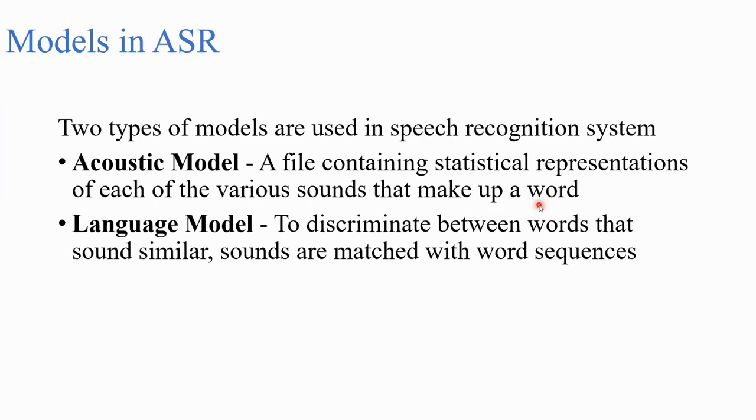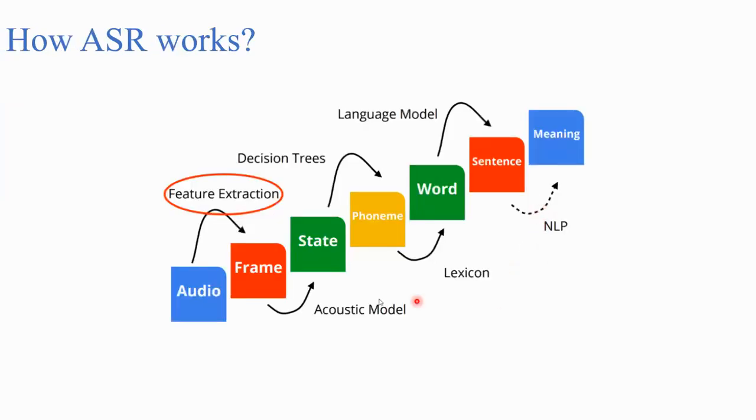Next, coming to how ASR works. I have audio, and this audio is split into frames. The frames handle the acoustic frame, and from the frame to the state, I divide it into the acoustic model. For the phoneme conversion, like the "ta" sound, the sound will be changed into text, and the text will be combined together to form a word.